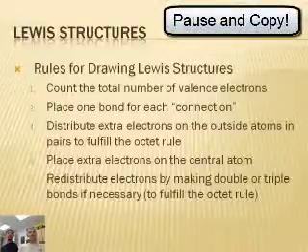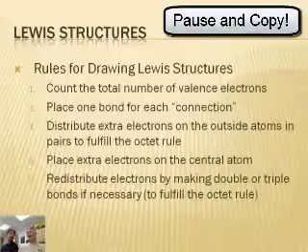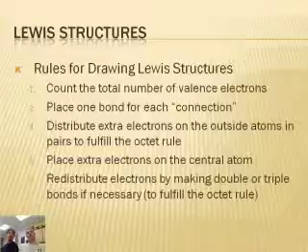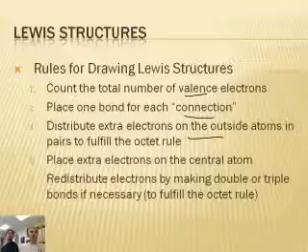Now, to draw Lewis structures, there are 5 rules that you must apply. Guess what? Pause the video and write these down. Okay, so you've paused and written these down. You're going to count the number of valence electrons, place 1 bond for each connection, distribute on the outside first, put extra electrons on the central atom, and redistribute for double or triple bonds. We're going to just do these together with several examples. So the first example is H2O, water.